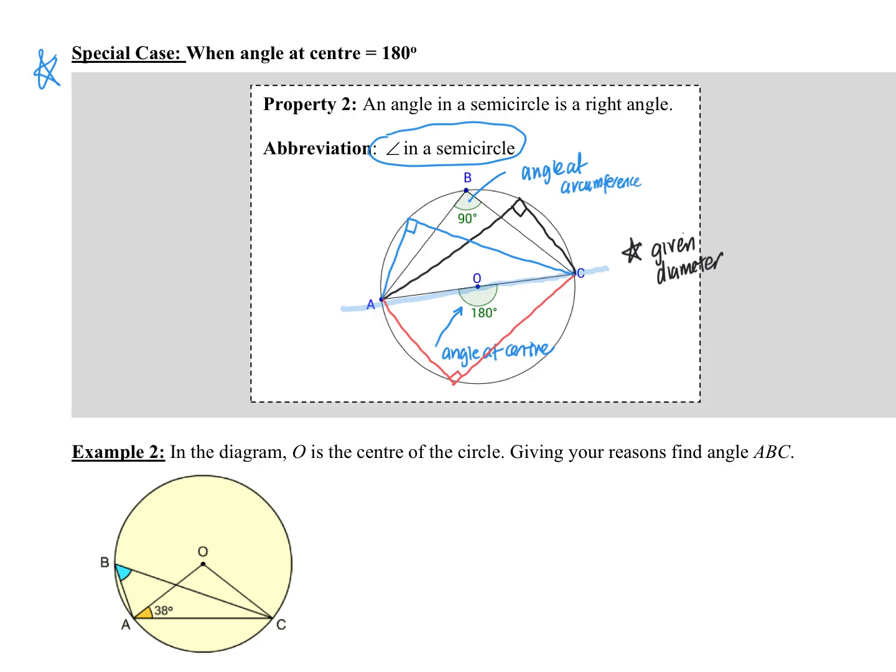Okay, let's try example 2. What can you see here? My goal is to find the blue angle. What do you think we can do first? Then this one? So what do you think we can do first?